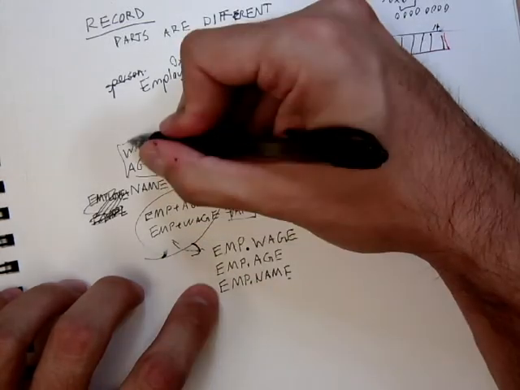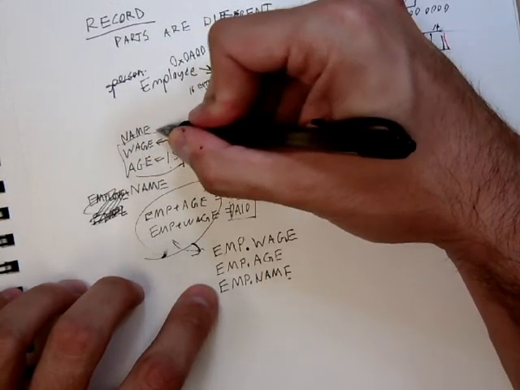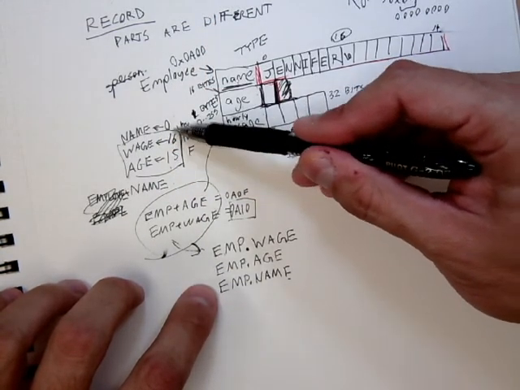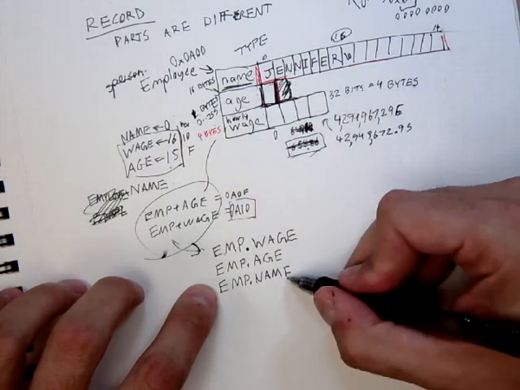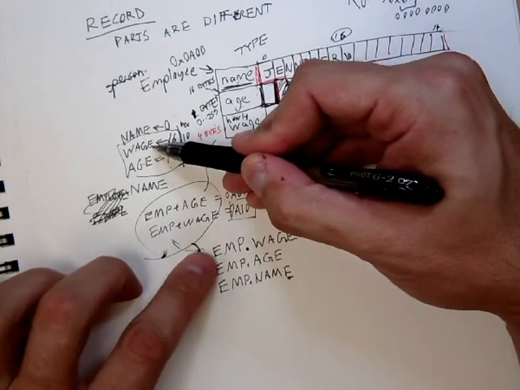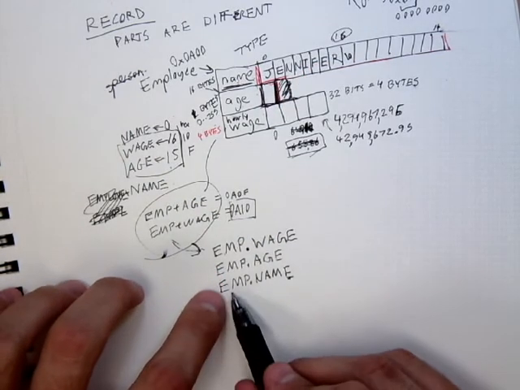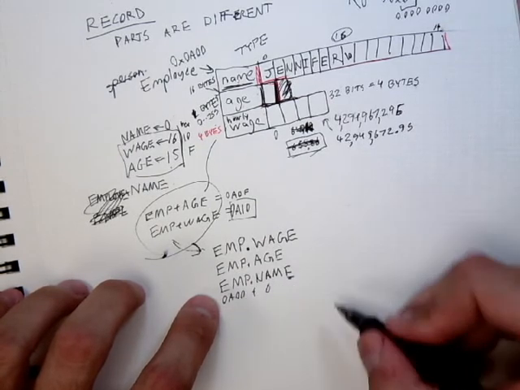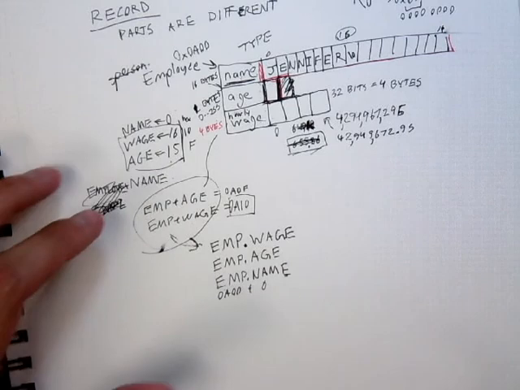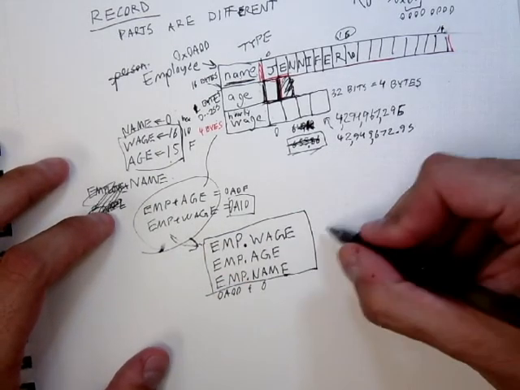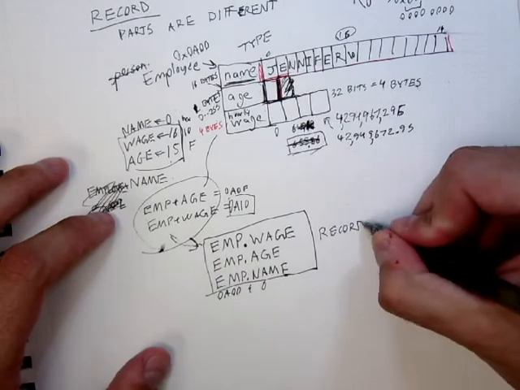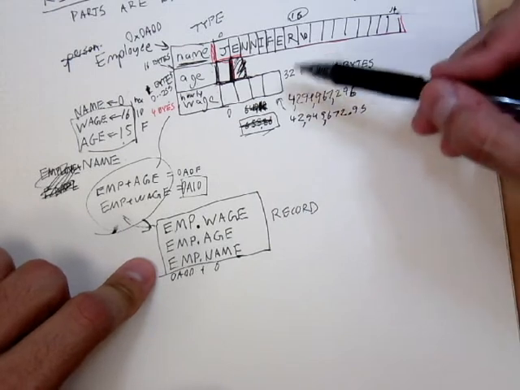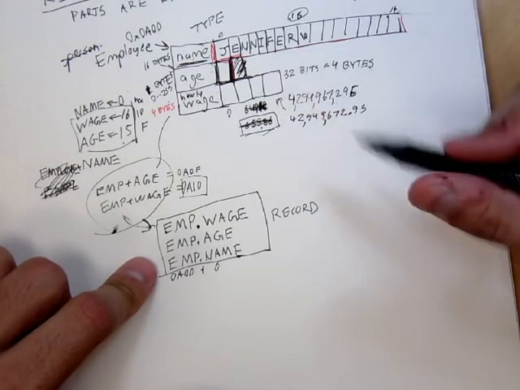So the offset to get to the name is 0. That's the very first field. Right? So these offsets aren't all equally spaced. And we can say employee.name, employee.wage, or employee.age to basically add the address of your employee plus the offset of the field. Okay. So this kind of notation is used for a record. And each record we've now defined, you can think of it as a new composite type called employee.